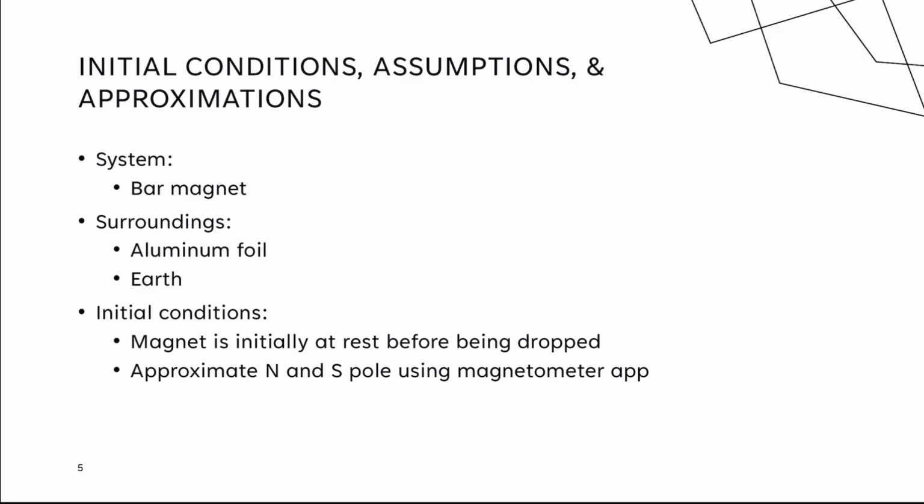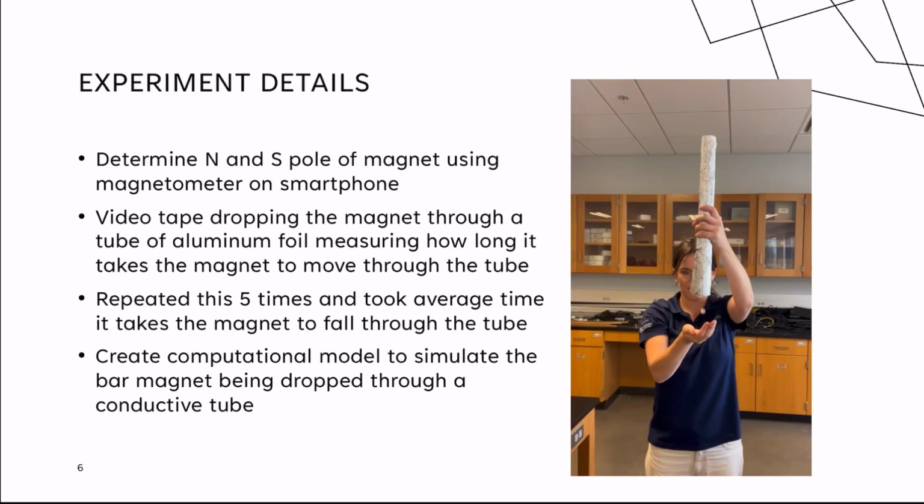So here are the initial conditions, assumptions, and approximations. The system was the bar magnet, the surroundings was the aluminum foil and everything around it, the earth. Initial conditions were that the magnet was initially at rest before being dropped, and we approximated the north and south pole of the magnet using a magnetometer app on an iPhone.